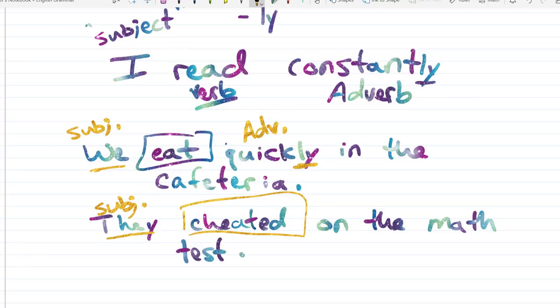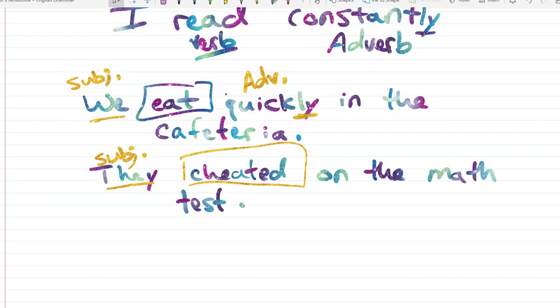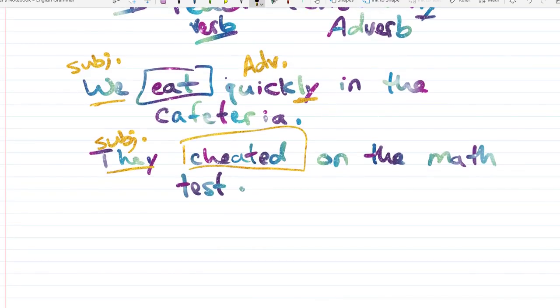And this would imply maybe that they got away with it, or they got in trouble, and now they're dealing with the repercussions, right? But they cheated, right? And there's no adverb here. We just have on the math test. And that's not really telling us how they cheated, or how often, or anything like that. It's not really modifying the verb. It's just adding some extra detail of where they cheated, which isn't an adverb. It has to directly relate to either the amount of time that the verb is happening, or how quickly or how slowly, something like that.